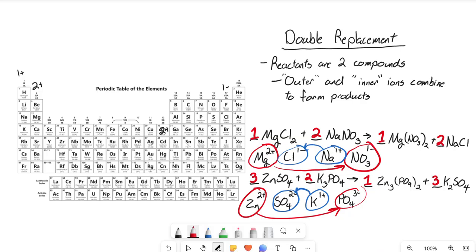Now, I'm more than happy to show the process of how I did that in class or in another video, but for now, again, what I really wanted us to understand with this video is how to predict the products of these double replacement reactions. We should first write out the ions of the reactants and then combine the outer and inner ions to make our products.